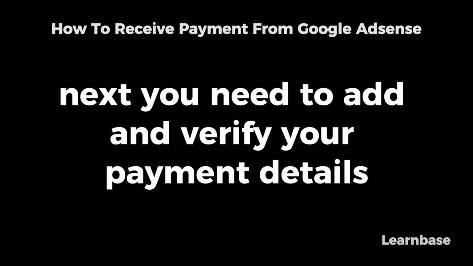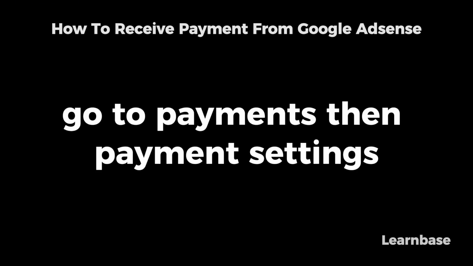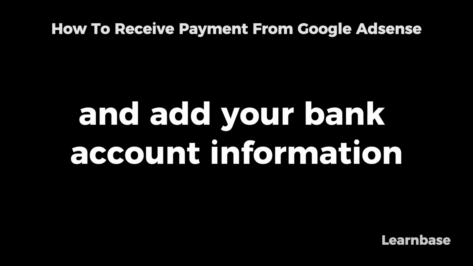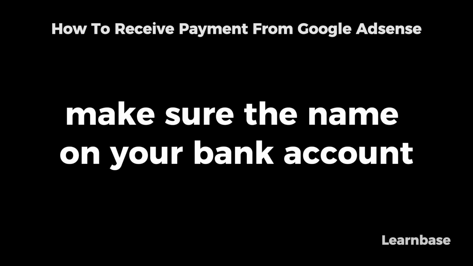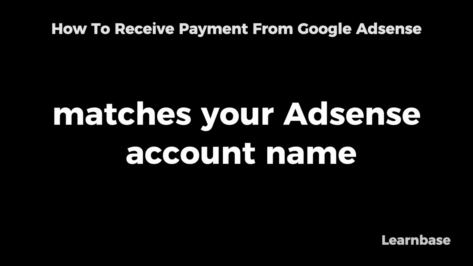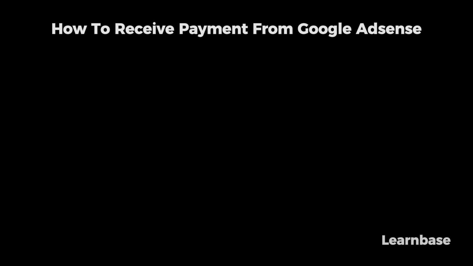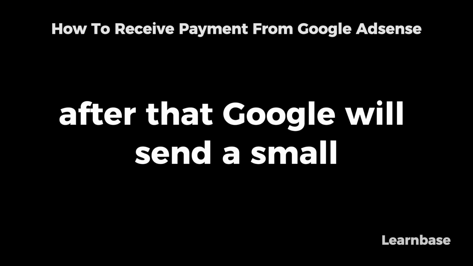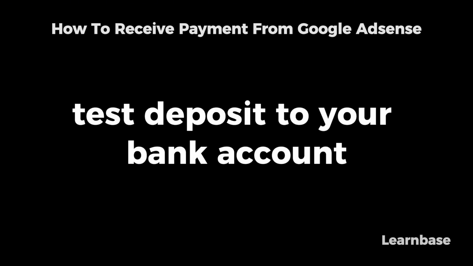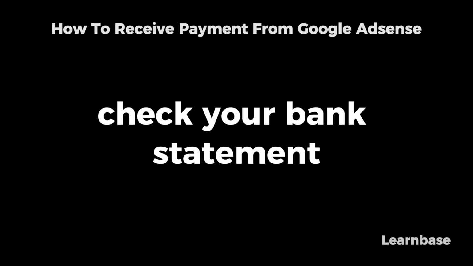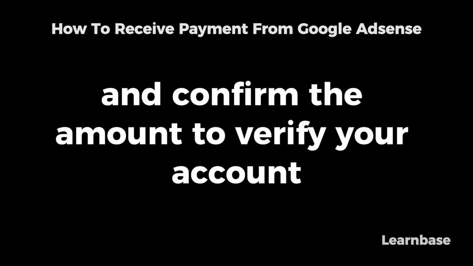Next, you need to add and verify your payment details. Go to Payments, then Payment Settings, and add your bank account information. Make sure the name on your bank account matches your Adsense account name. After that, Google will send a small test deposit to your bank account. Check your bank statement, then return to Adsense and confirm the amount to verify your account.